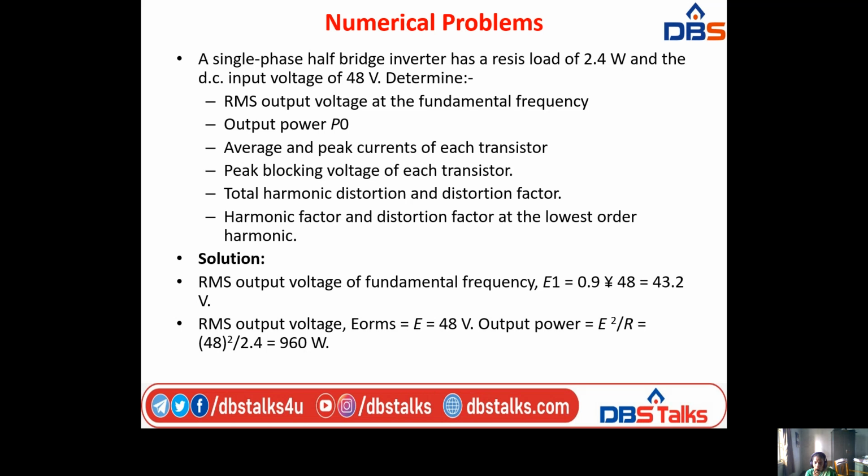The RMS output voltage E0 RMS equals E, which is 48 volts, and output power equals E square by R. So here 48 whole square by the resistance, 2.4. Then we get 960 watts. So the output power will be 960 watts.